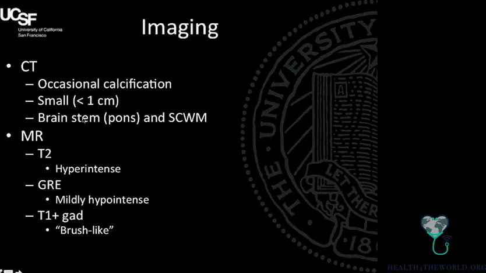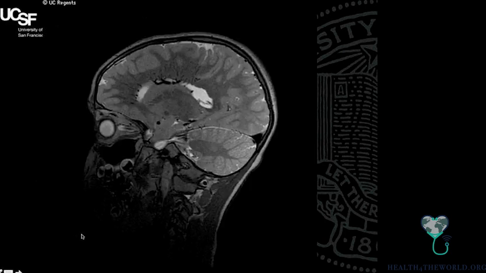Here's what it looks like on CT or on imaging. We can see occasional calcifications, but they are very small in nature. It does show up in the brainstem and the white matter. On MR, you can obviously see intensity and enhancement, and then last but not least, you can see that brush-like appearance.